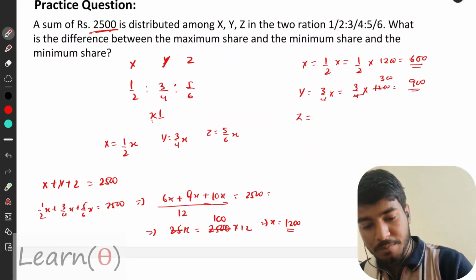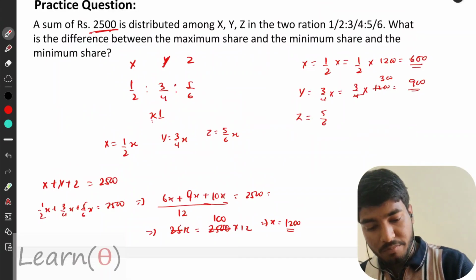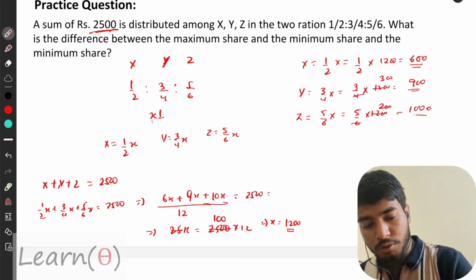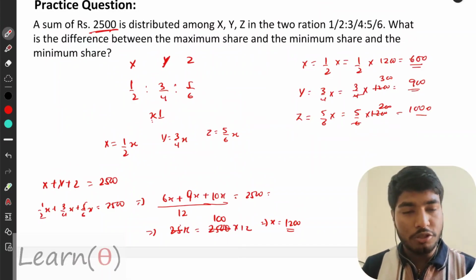And what about the person z? Person z has got 5/6 of x. So 5/6 of x means 5/6 into 1200, that is 1000. So person z has got 1000 rupees.